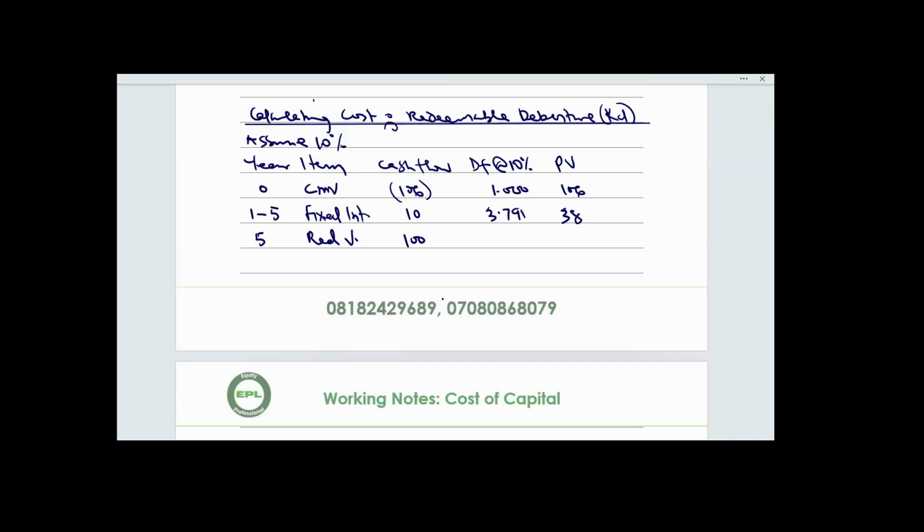Then somebody should also give me the discount factor of year 5 at 10%. 0.621. All right. So 0.621 multiplied by 100 will give us 62. Therefore, 62 plus 38, that is 100. 100 minus 106 will give us negative 6. That means our NPV is equal to negative 6.